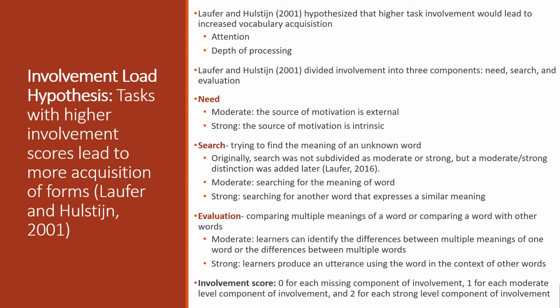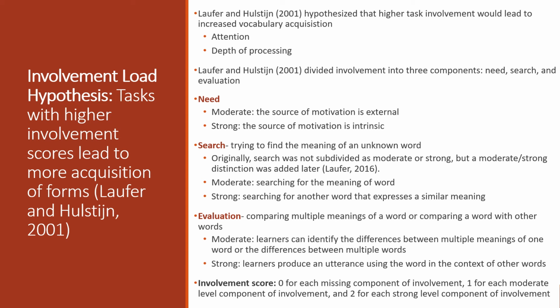And they divided involvement into three components, which were need, search, and evaluation. And each of these components could be classified as moderate or strong. So if the need for the word was based on external motivation, then need was categorized as moderate. If the need for a word was based on intrinsic motivation, then it was classified as a strong need.